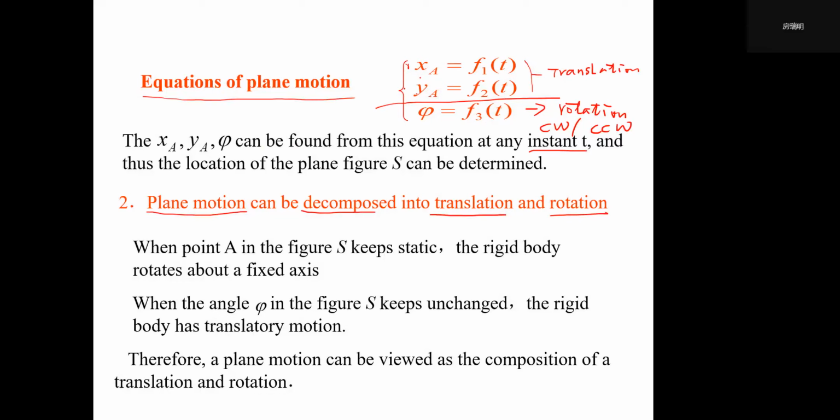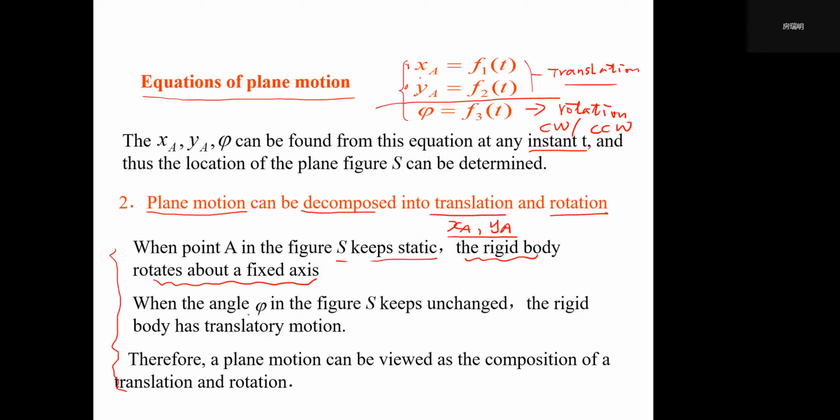So the first one and the second one denote the translational part, and the third one denotes the rotational part, right? So when point A in the figure S keeps static, please follow me. Think about that. When point A keeps static, that means XA and YA will never change its position. Then the rigid body rotates about a fixed axis.